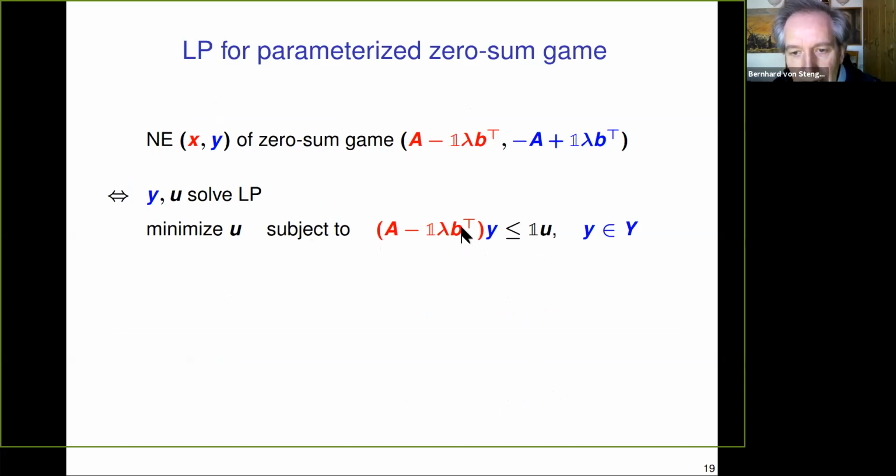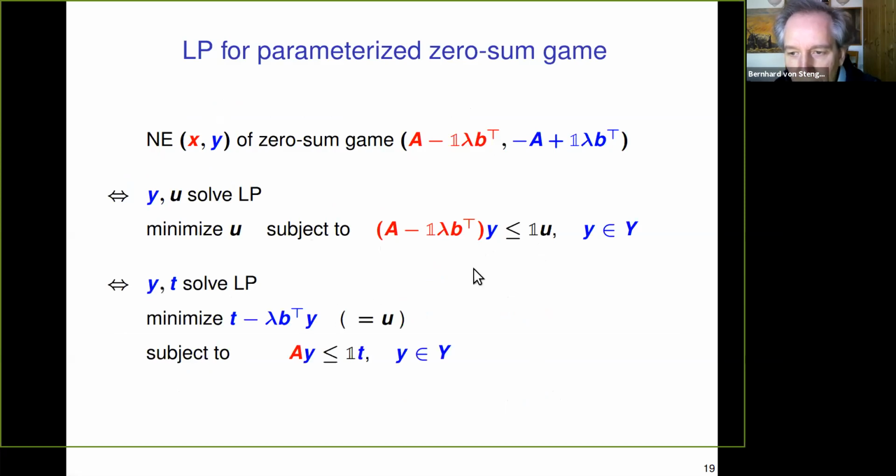Now, I changed that a little because I will now do a little substitution that simplifies the story by writing this u as the linear expression, a scalar T minus lambda B transposed y. So if I do that, then I have on the right hand side 1 times T minus 1 times lambda B transposed y. So that cancels. So this thing becomes now minimize T minus lambda B transposed y, subject to now a much, much simpler constraint, namely Ay less than or equal 1 times T.